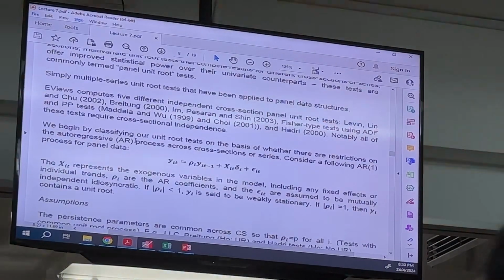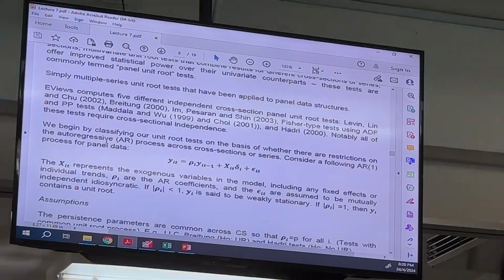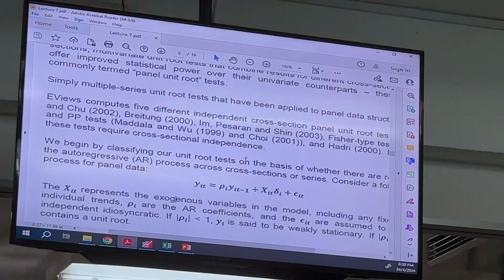Okay, so now let's take a look at the unit root test based on the autoregressive process. Just like what we discussed for the time series, y on y_t minus 1. Actually, it's y_it, right? The i here refers to the cross section.